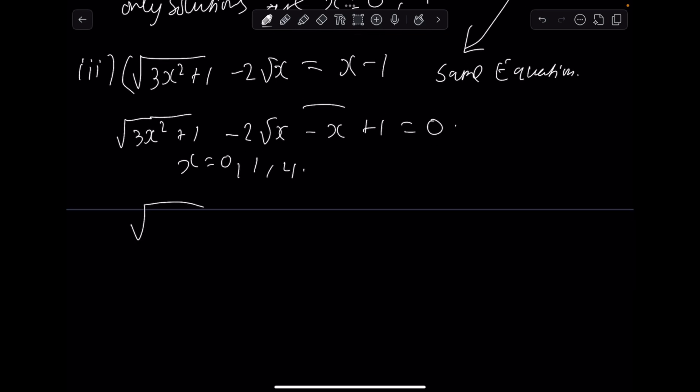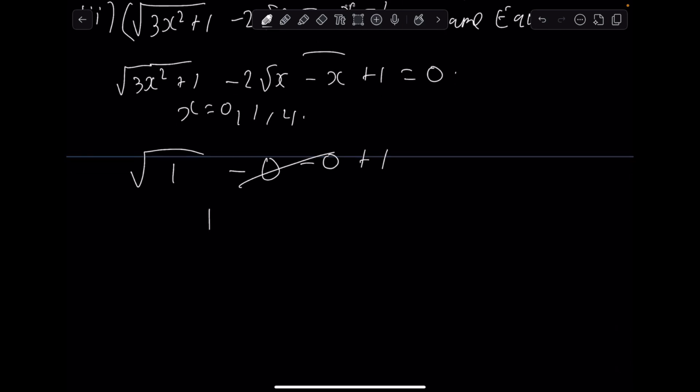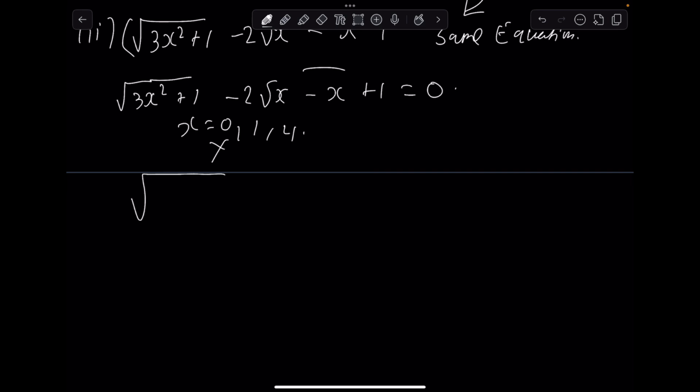So it's 3 times 0 squared, plus 1. So root of 1 minus 2 times 0, so minus 0 plus 1. So actually it gives you 1 plus 1, which is 2. So x equals 0 is actually not a solution. Alright, so we reject that. Now x equals 1. So 3 times 1 squared is 3. 3 plus 1 is 4. Minus 2 times root of 1 is minus 2. Minus 1 plus 1. So it's 2 minus 2 minus 1 plus 1. That cancels to 0. So x equals 1 is a solution, right?